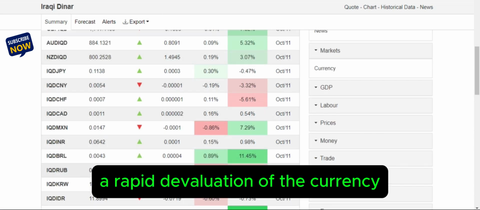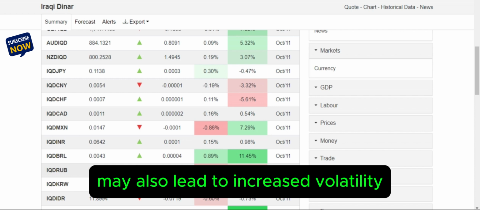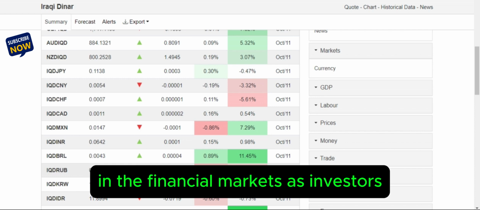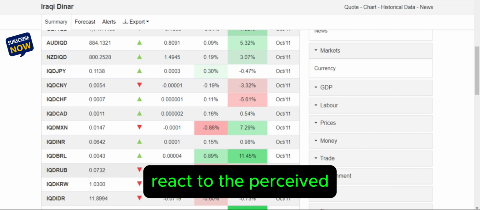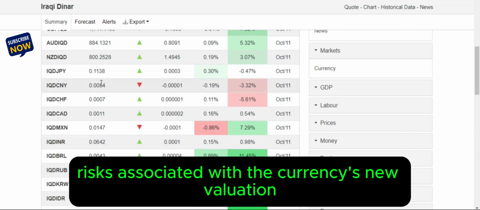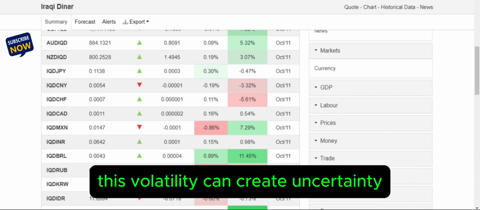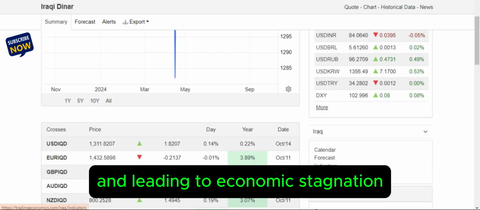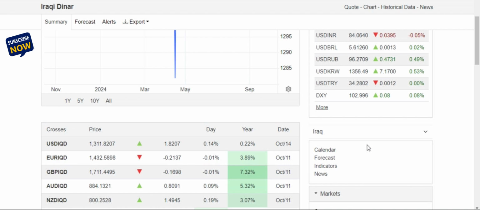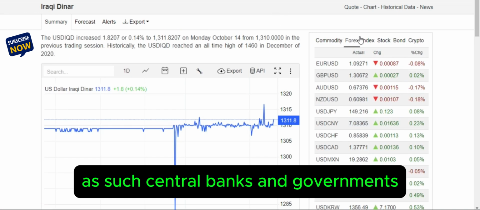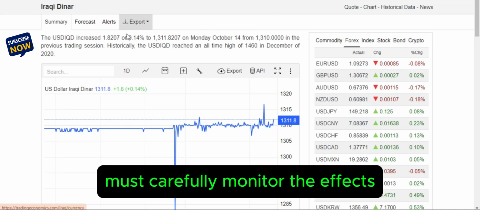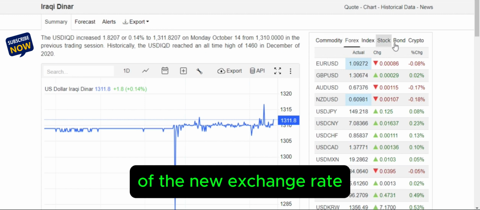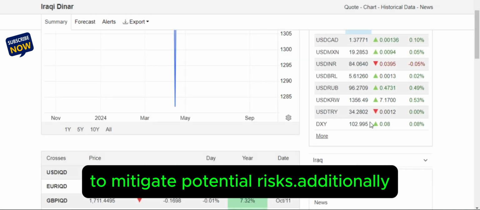A rapid devaluation of the currency may also lead to increased volatility in the financial markets, as investors react to the perceived risks associated with the currency's new valuation. This volatility can create uncertainty, discouraging investment and leading to economic stagnation. As such, central banks and governments must carefully monitor the effects of the new exchange rate to mitigate potential risks.